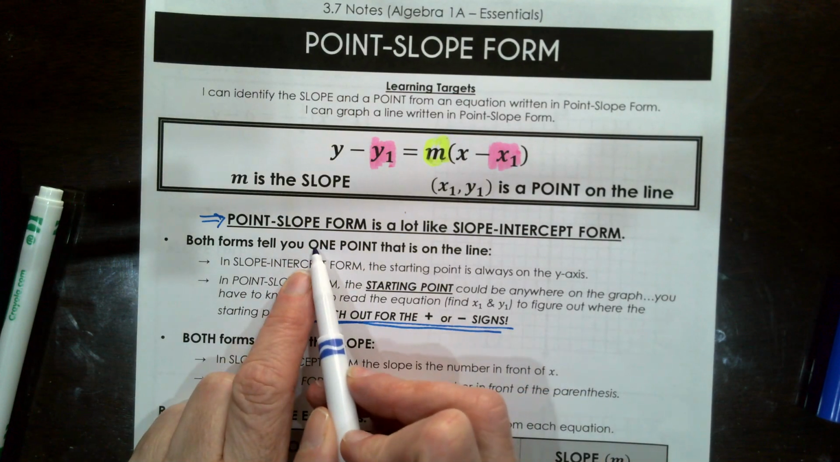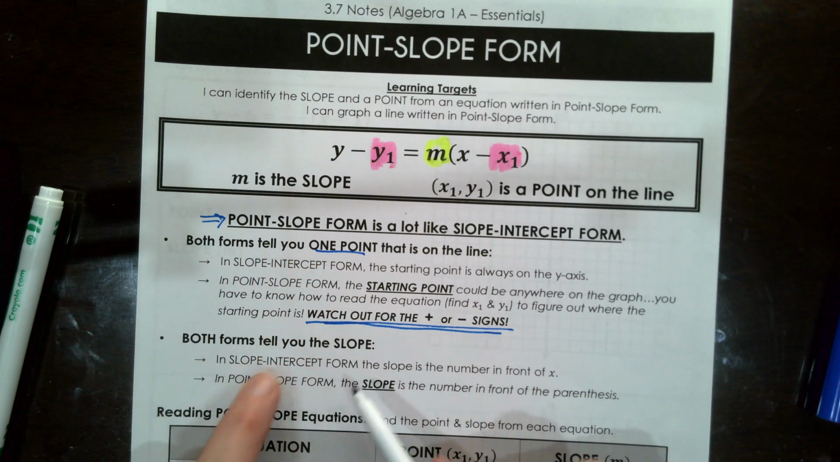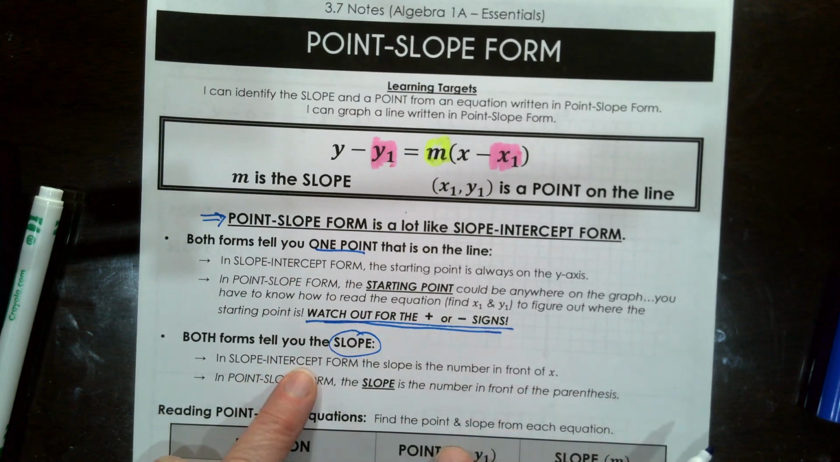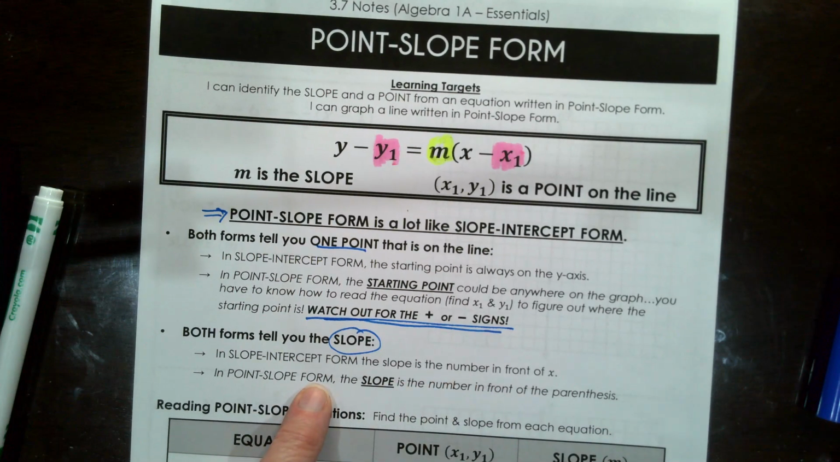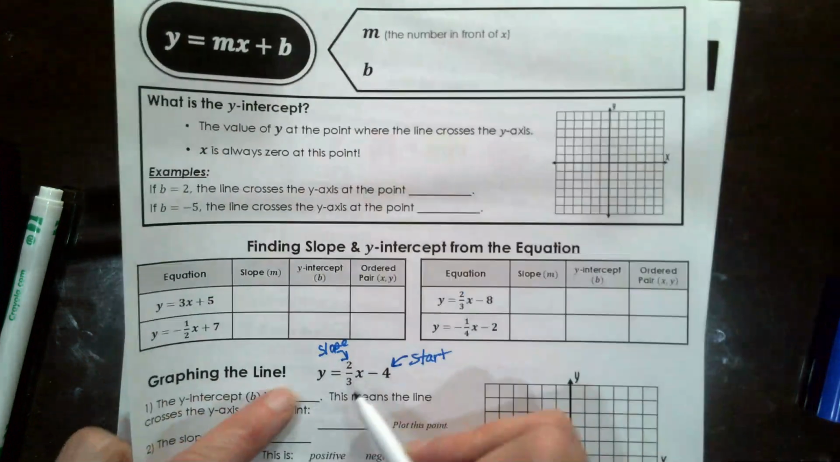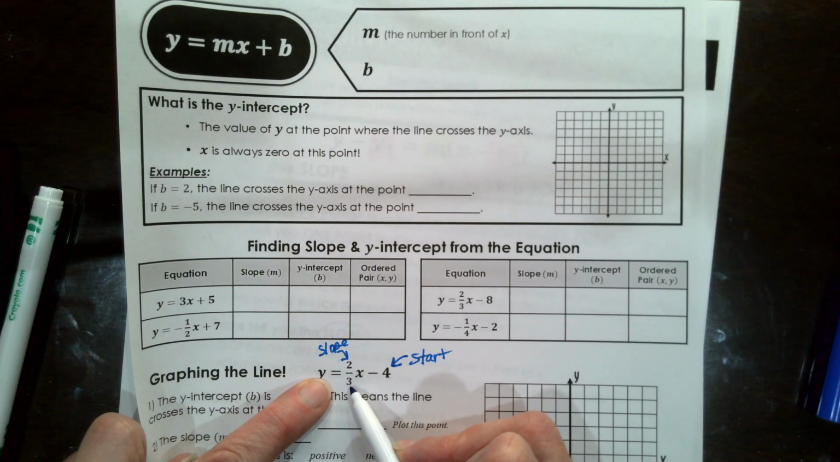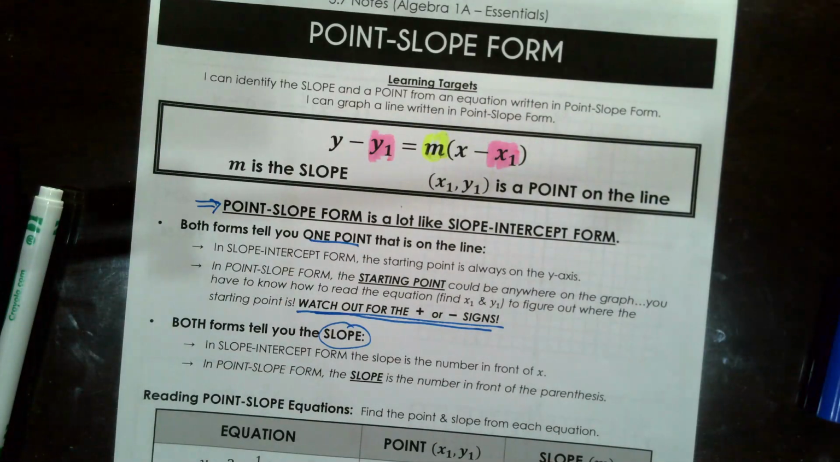Now, so that's one point. Now, the other thing that both equations tell you is the slope, okay? And in slope-intercept form, we always look directly in front of the x to get the slope, and it's usually a fraction.